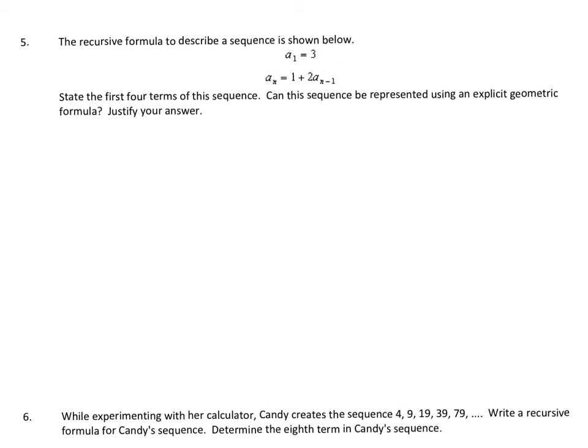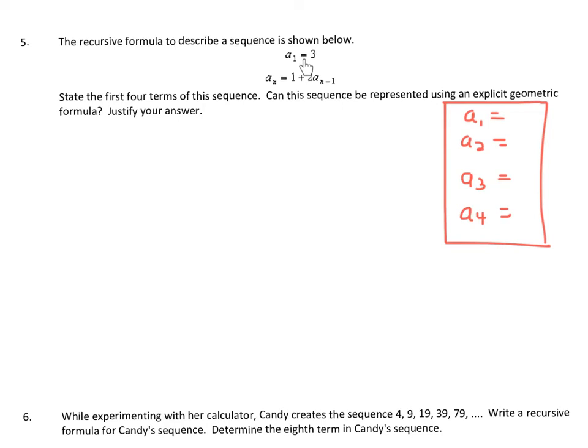Now, if we want to find the first 4 terms, that means let's make an answer box, right? We have to find the first term, a sub 1, the second term, a sub 2, the third term, a sub 3, and then the fourth term, a sub 4. So this is going to be my answer box. Now, the first term is the easiest because they gave that to us, right? You see it right over here? A sub 1 equals 3.